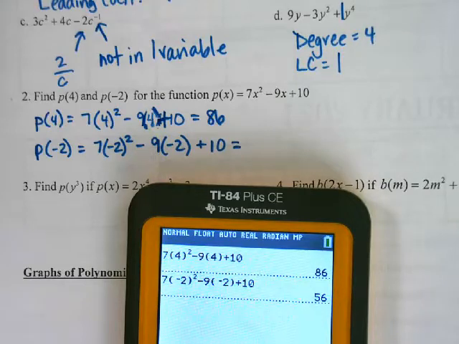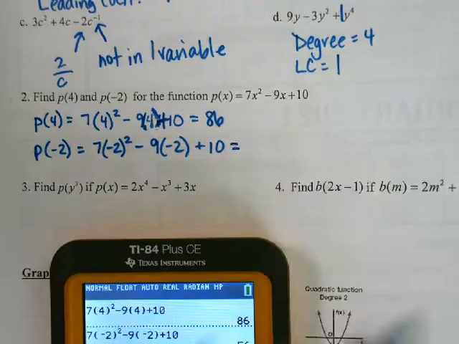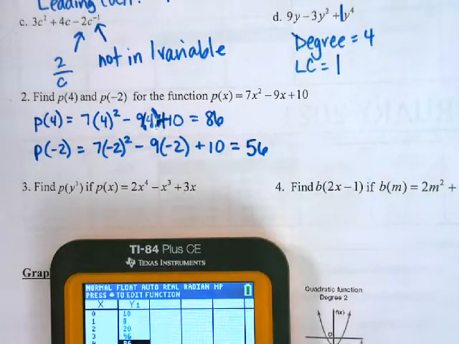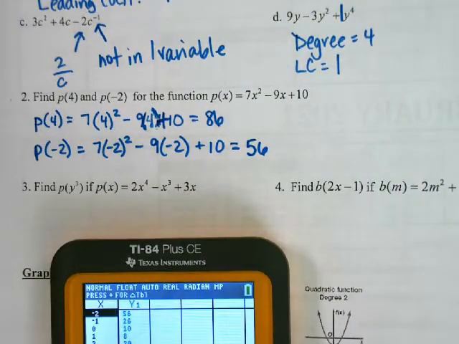You get 56? We still have it in our calculator. You could go look at your table if you want. Would you just be able to get the answer from the calculator without having to do the work?